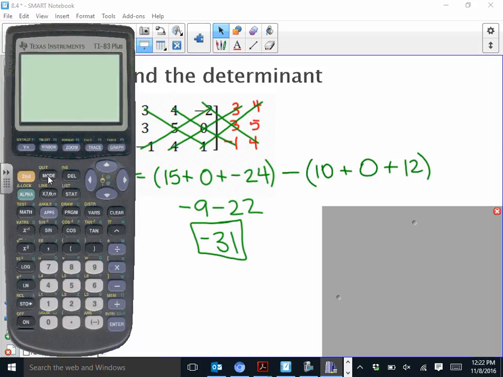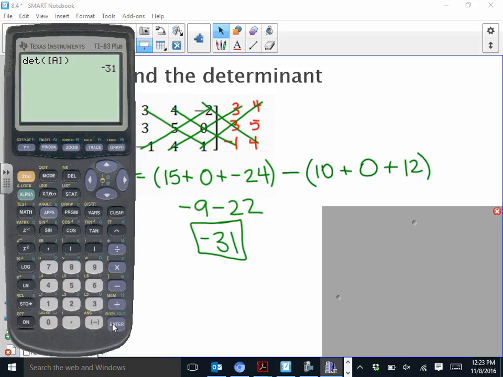Anytime you want to do an operation with a matrix, we need to go back to the matrix menu. Under math, what's the very first thing that you see? DET, determinant. So we want the determinant, and then you can call up matrix A. Look at that, we got negative 31. Everyone get that? If you did not get that answer, you may have put an entry in incorrectly.